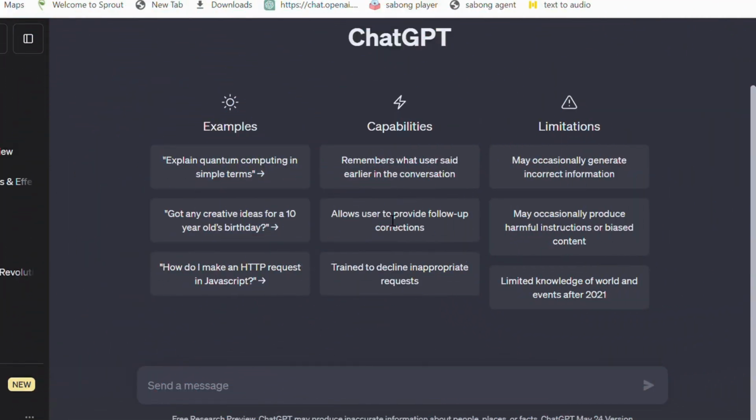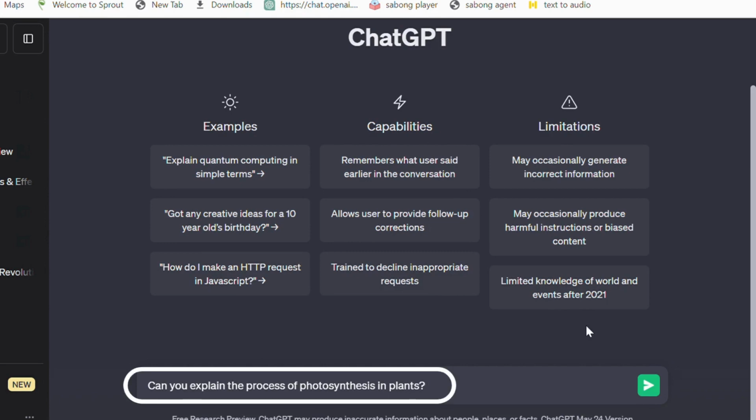Alright, let's start by giving ChatGPT a normal prompt and see how it responds. Example: can you explain the process of photosynthesis in plants?